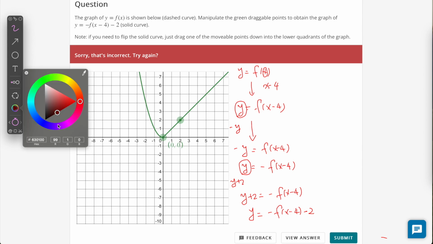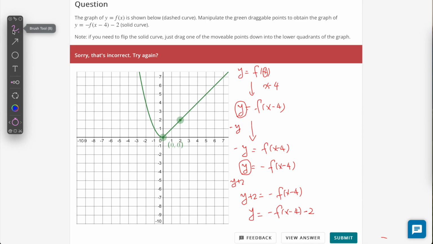Before we work on the graph, let's take a look at an alternative sequence. Starting with y equals f of x, we're going to do the same first step to have y equals f of x minus 4. And then instead of applying reflection, replacing y with -y, we're going to do translation first. So we're going to replace y with y minus 2. So we have y minus 2 equals f of x minus 4.